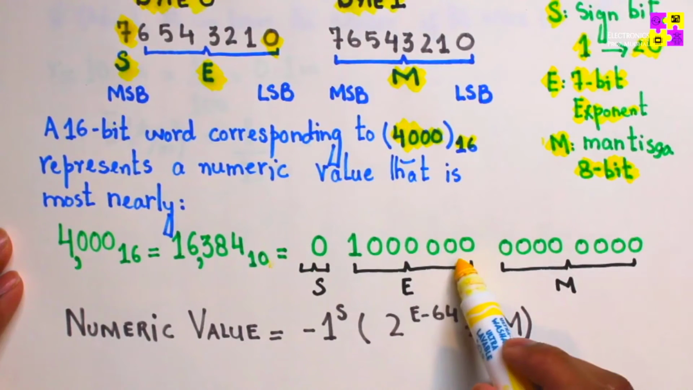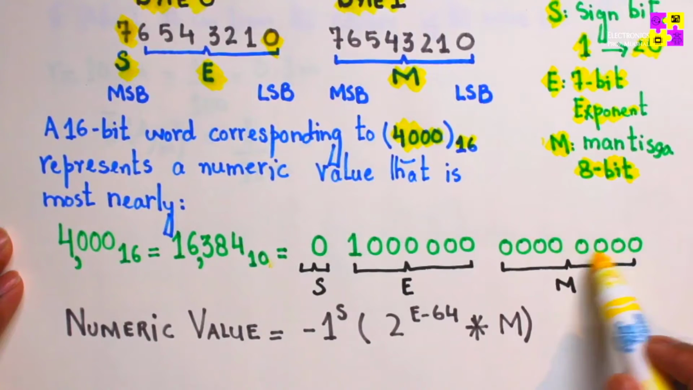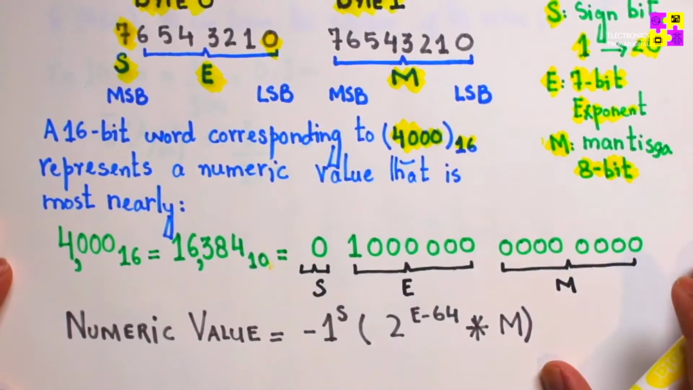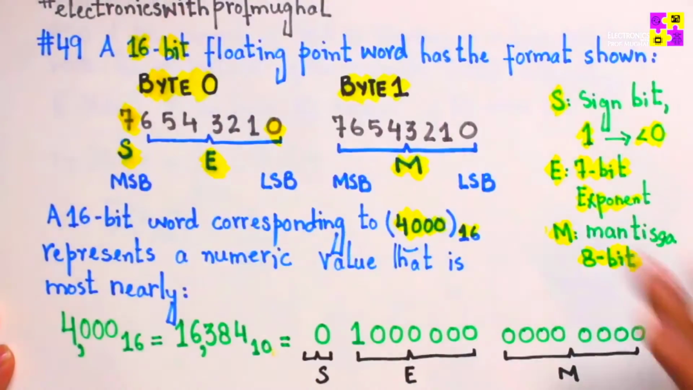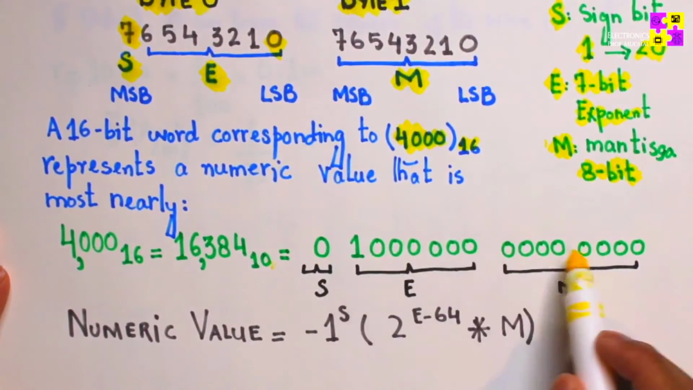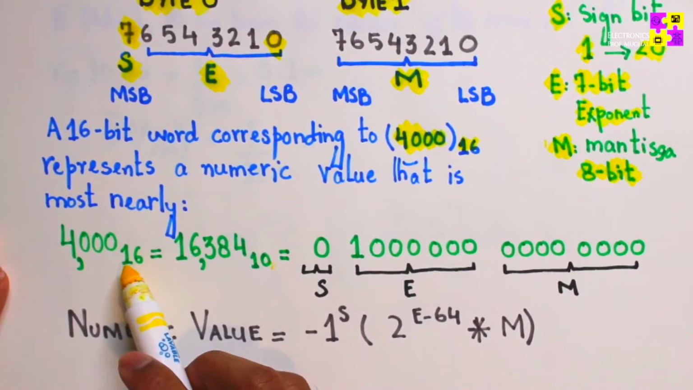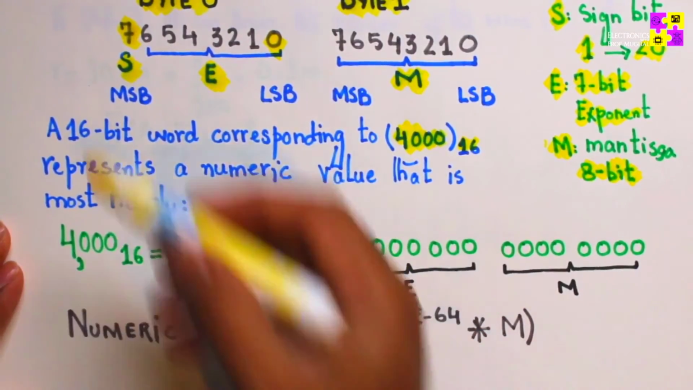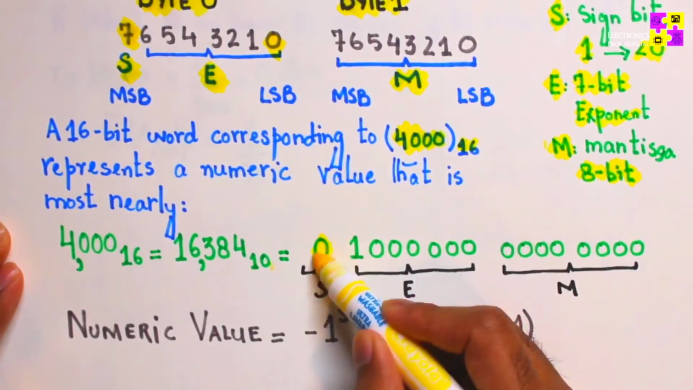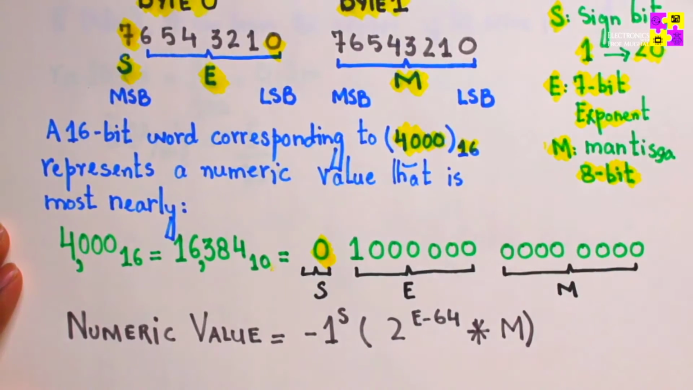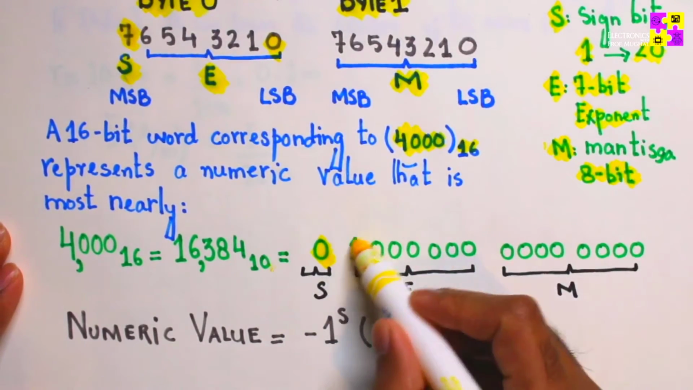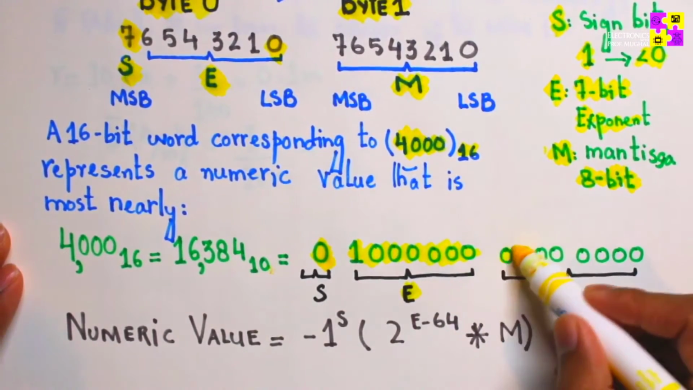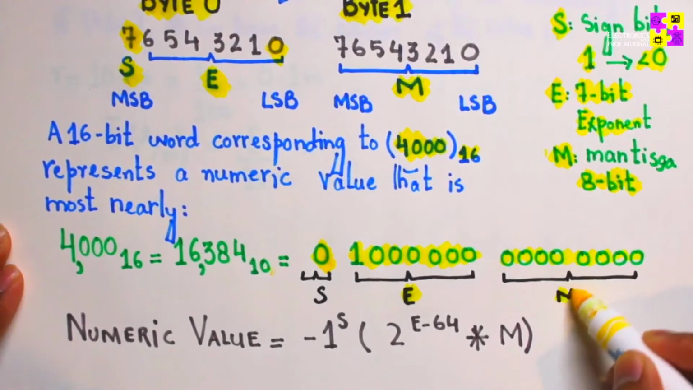0100 0000 0000 0000. And these are 16 bits, because it's a 16-bit word here, correct? So the 16-bit binary code for 4,000 in hexadecimal is this right here. Remember, the leftmost bit is the sign bit, and because it's 0, that means it is a positive number. Then the next 7 bits are the exponent, correct? And then the next 8 bits are the mantissa, correct?